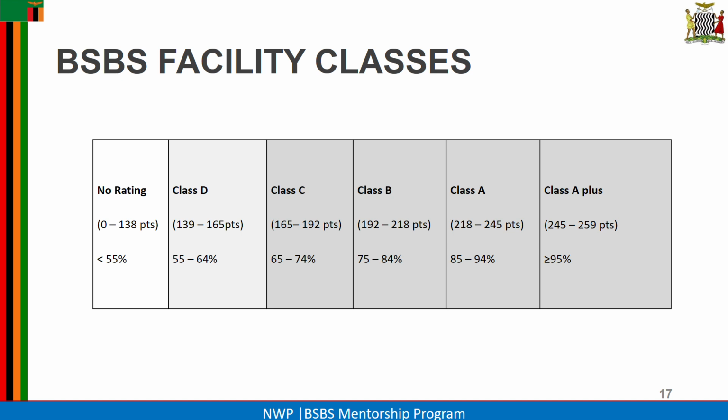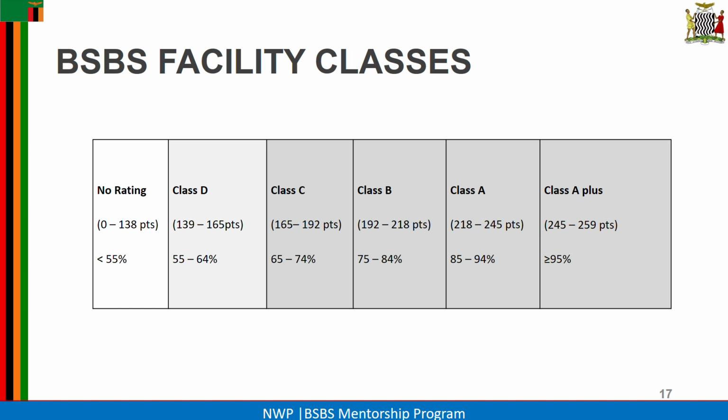So what are the classes or the starring? For this one, mostly it uses classes and not stars. So if you score 0 to 138 points in this particular checklist, or below 55%, it means that you have no rating. And then if you score 139 to 165 points, that is between 55 and 64%, you are going to be classified as a Class D facility.